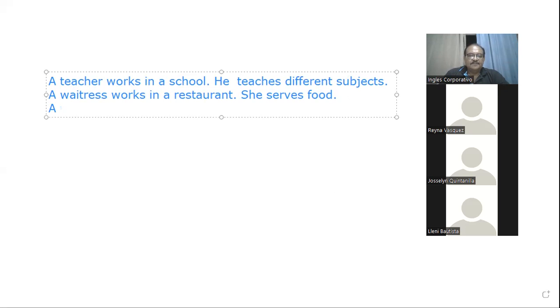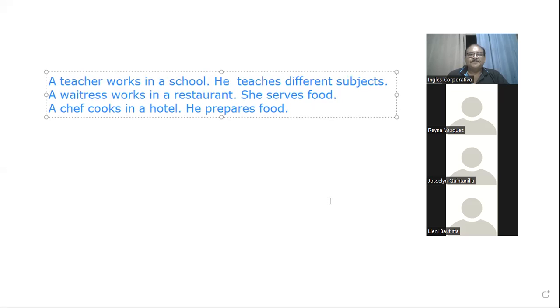A chef. Vamos a cambiar esto, vamos a ponerle cooks. Cocina. In a hotel. Obviamente en la cocina, right? Cooks in a hotel. He prepares food. Okay. Now you think about yours. Ahora piensen ustedes en una. Y escríbanla ahí en el chat o me la dicen verbalmente.